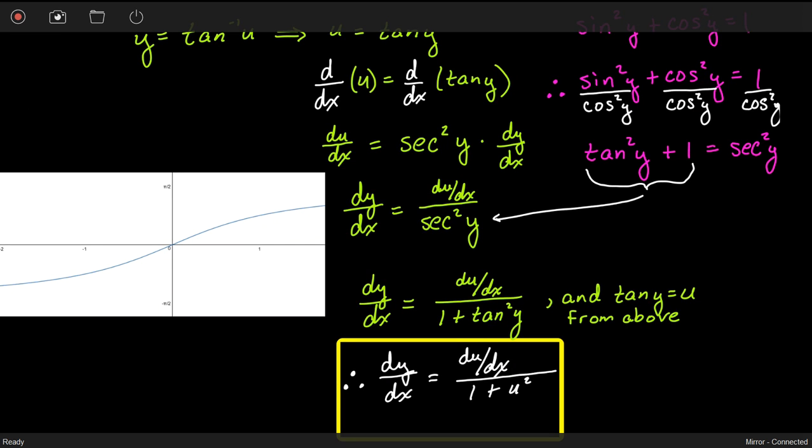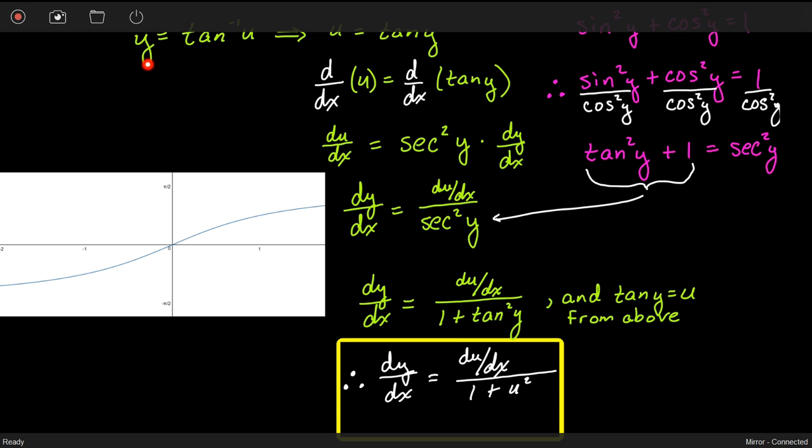So now you're going to have some derivatives of inverse trig functions. The most widely used ones are going to be tangent inverse and sine inverse on the AP exam. So those are the two that I'm going to focus on here.